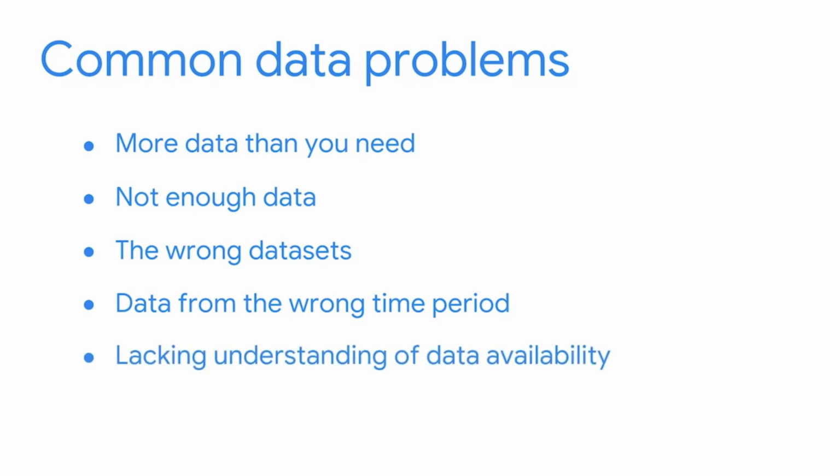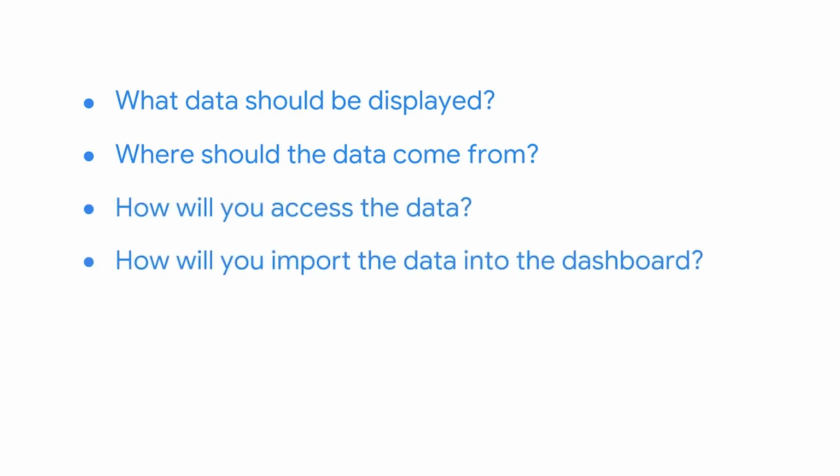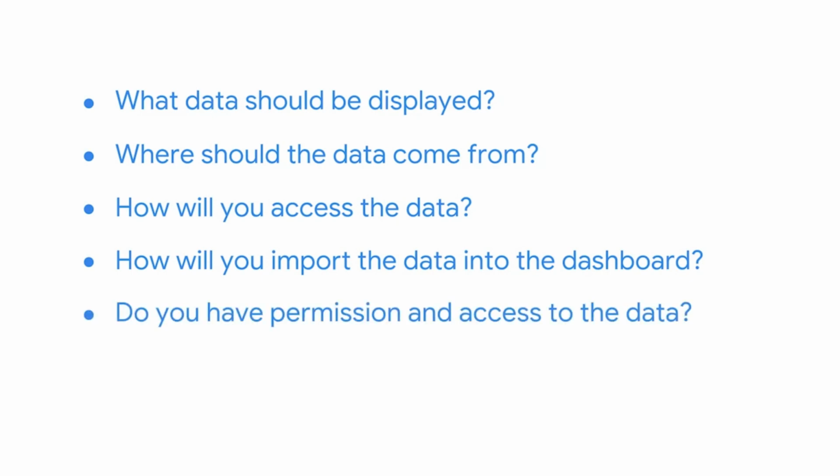And if you don't understand what data is actually available, you might waste time and resources trying to obtain data that isn't there. Avoiding data problems requires you to be very specific before you begin building any BI tool. Some key points to consider include making sure you know what data should be displayed and where that data should come from. Also, set up a plan for how you will access the data and import it into your dashboard. And confirm that you have permission to access the data and you know what file type you'll use.